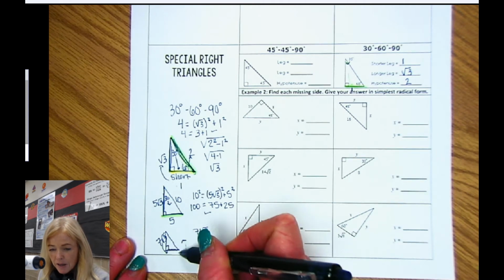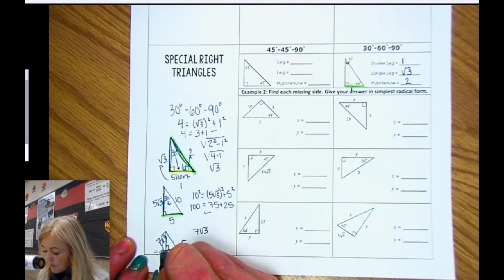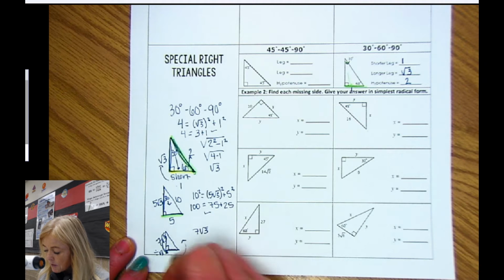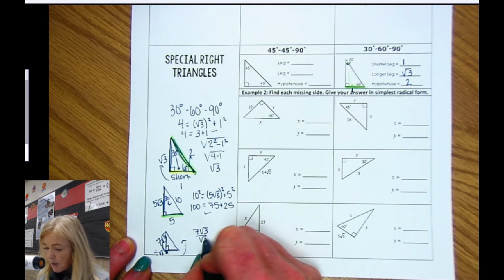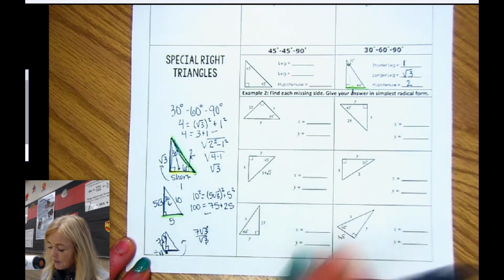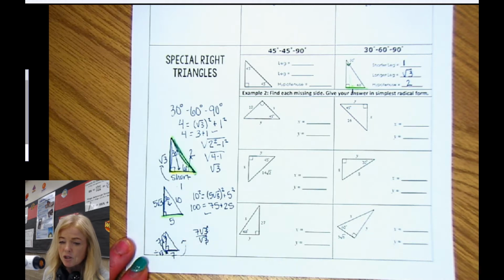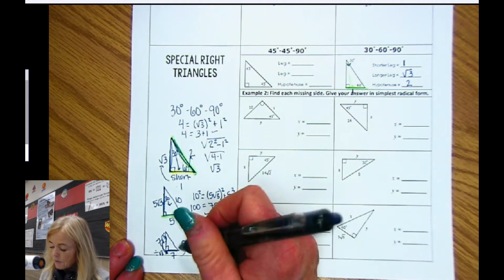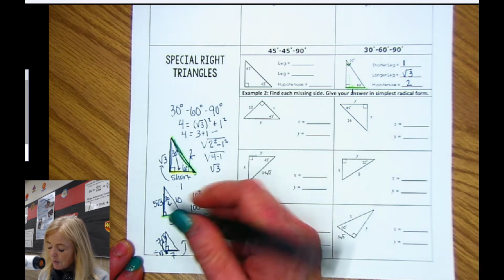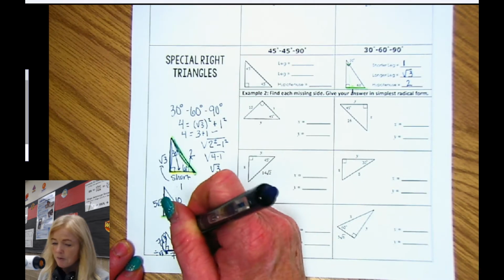So then to go back, I have to divide by radical 3 to go back to the short leg. So 7 radical 3 divided by radical 3 is fairly easy. The radical 3's divide out. You're left with just 7. And then in order to go to the hypotenuse, you would again times by 2. So that would be 14.